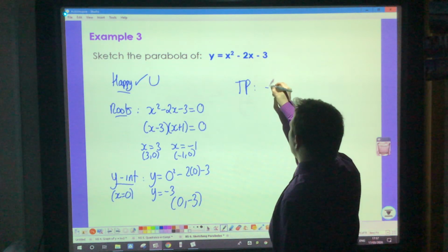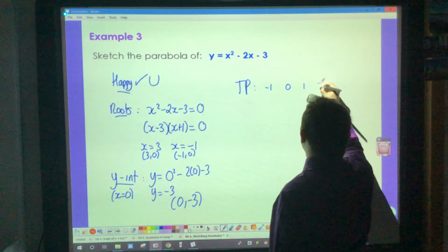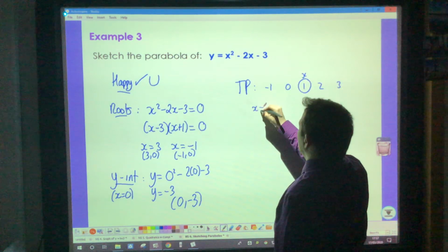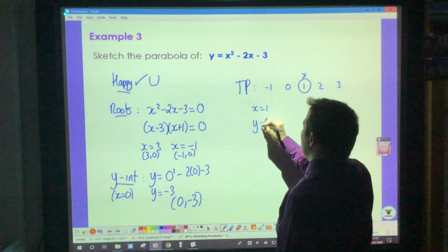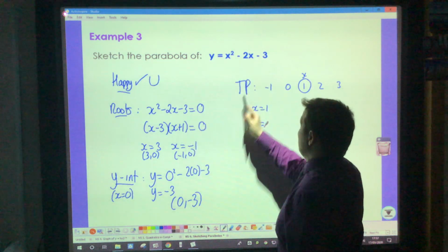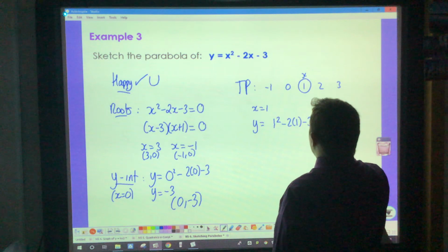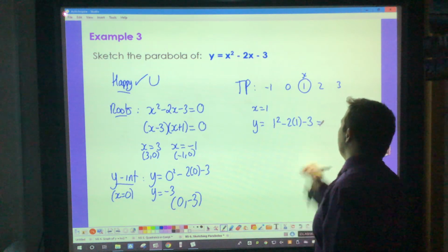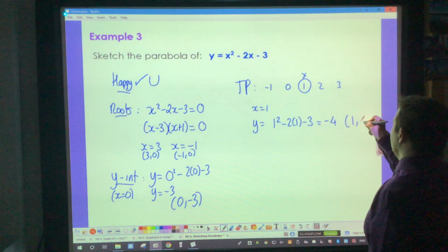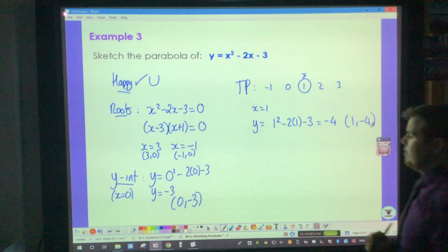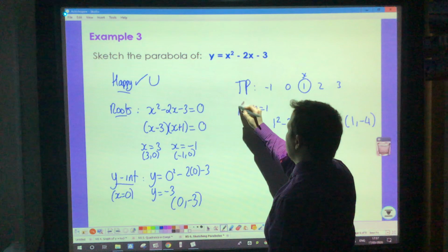The turning point, so you can go halfway between the roots. Okay, so get -1, 0, 1, 2 and 3. So the middle number, x is 1, so x equals 1. So y equals, now again you can use that or that, we'll just stick with that one. 1 squared minus 2 lots of 1 minus 3, which is -4. So the turning point's (1, -4).